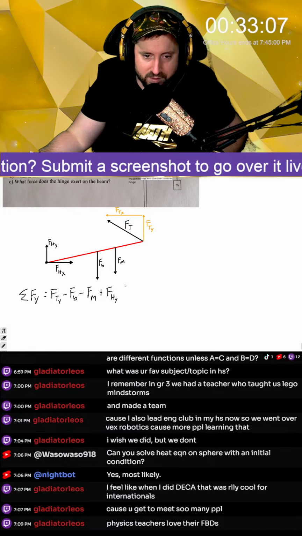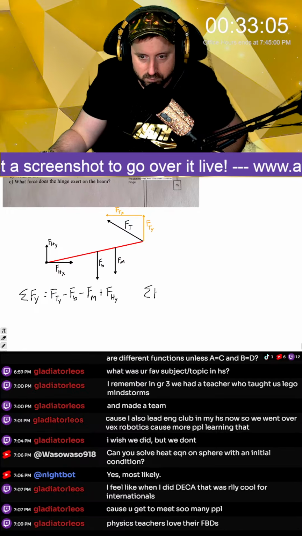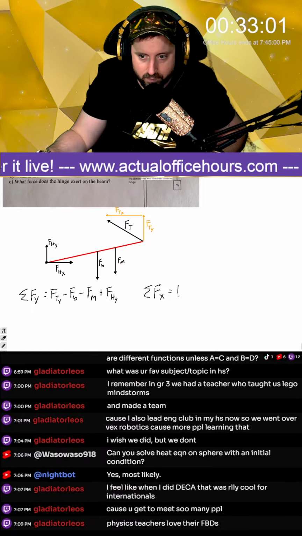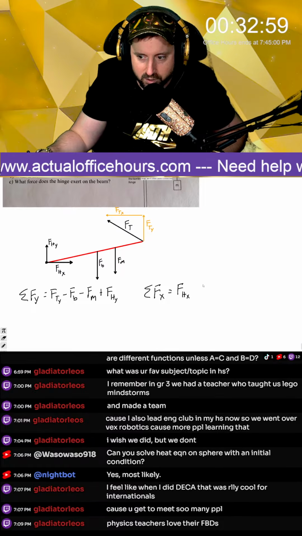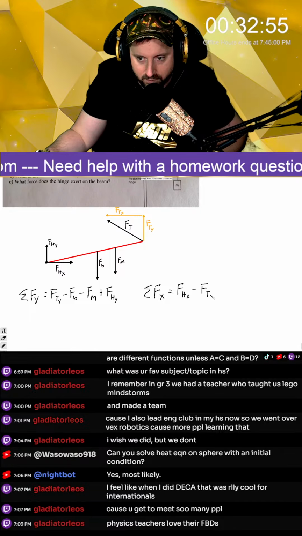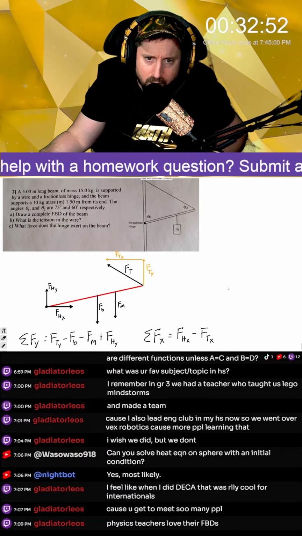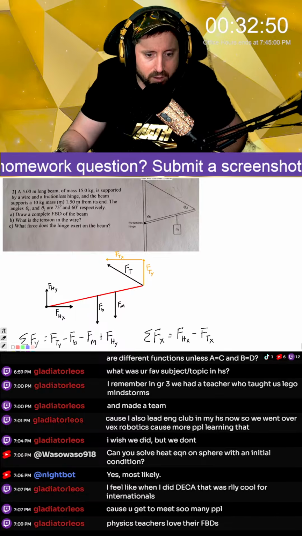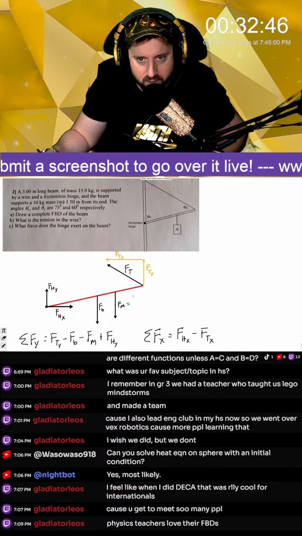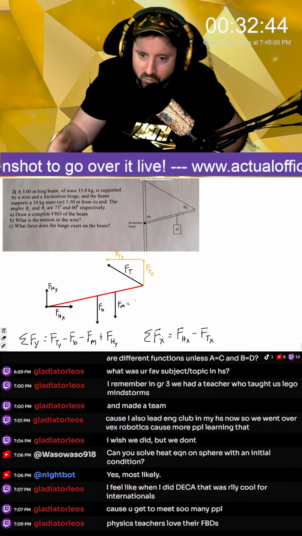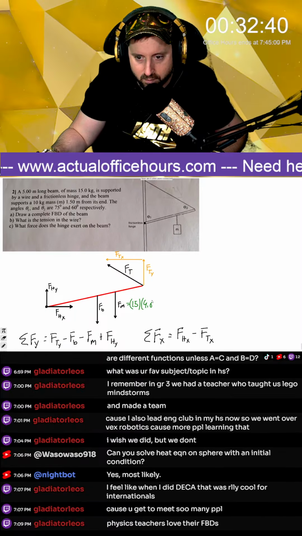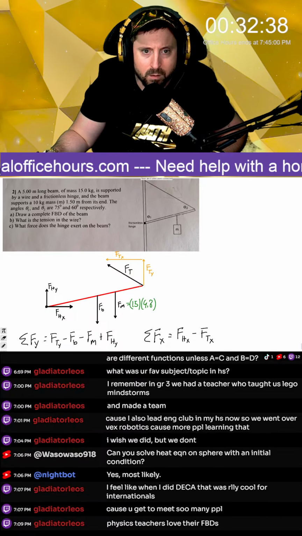Okay, then let's look at the forces in the x direction. That's going to give us a positive force of the hinge in the x direction. And then we're going to say minus FTX. Okay. And let's try to describe things we know. So we know this is just equal to mg. So this is going to equal 15 times 9.8. Right? So I know that one.